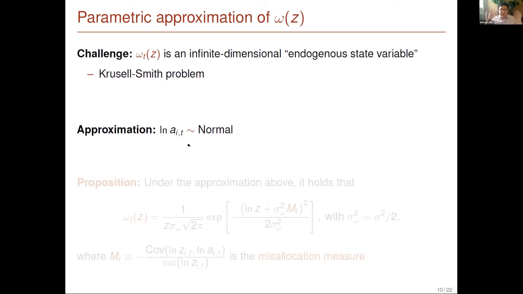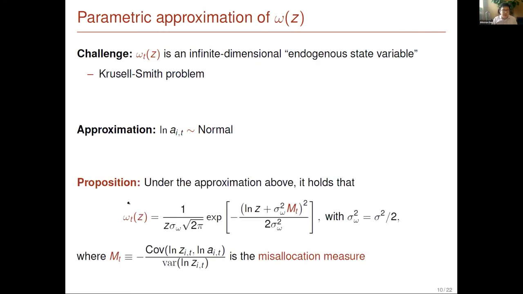And if we just assume it will reach this long-run lognormal distribution and we plug it into the system, suddenly this cross-sectional distribution has this parametric functional form. That's good because we convert this potentially infinite-dimensional problem to a finite-dimensional problem. And more importantly, this misallocation, capital M_t, shows up as one very important parameter to characterize this cross-sectional distribution.